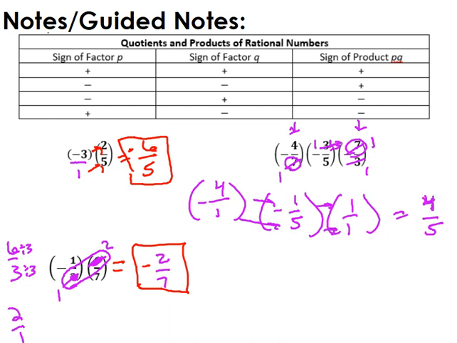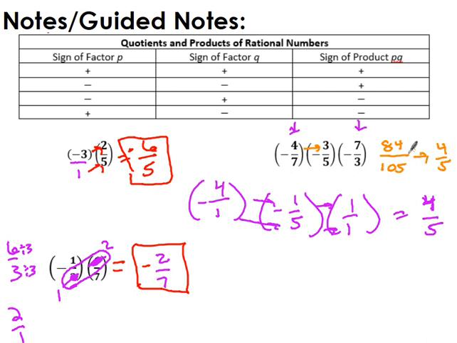Now, had I not cross-simplified, so let's say I didn't cross-simplify at all, and I decide, you know what, I'm just going to multiply straight across. Well, 4 times 3 is 12. 12 times 7 is 84. 7 times 5 is 35. 35 times 3 is 105. I believe, right? Yeah, 7 times 5 is 35. 35, yeah, 105. So 84 over 105, I'd have to simplify this to get 4/5.